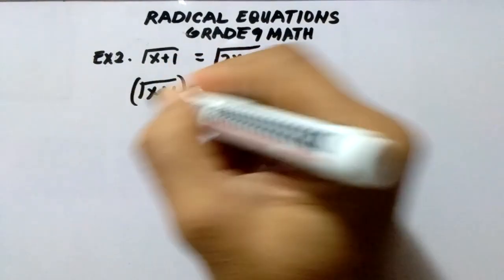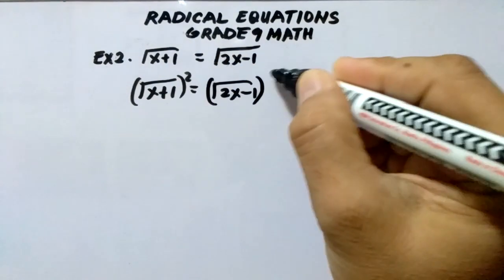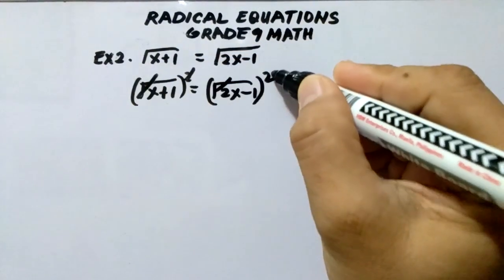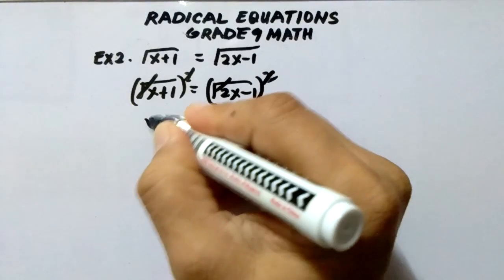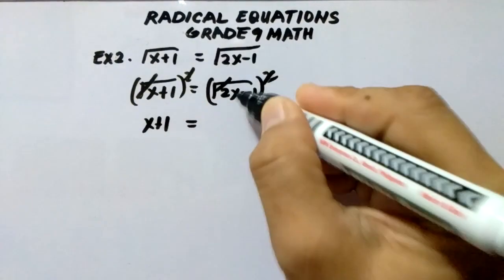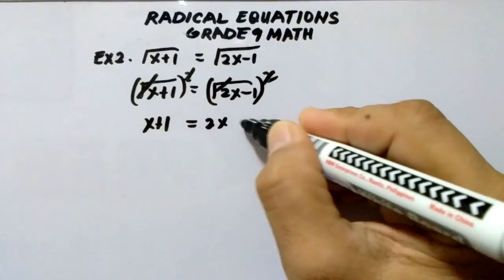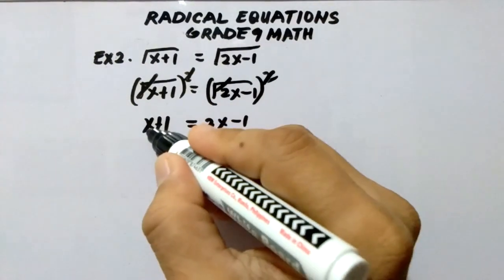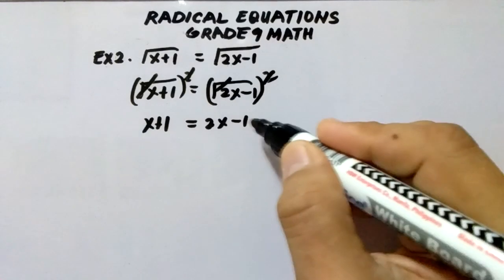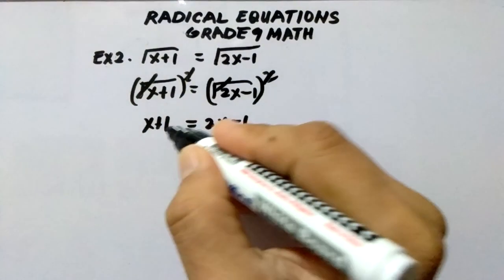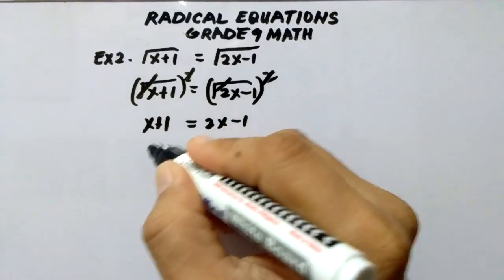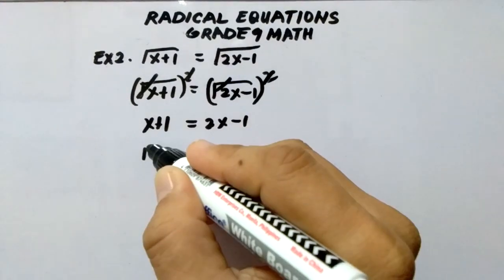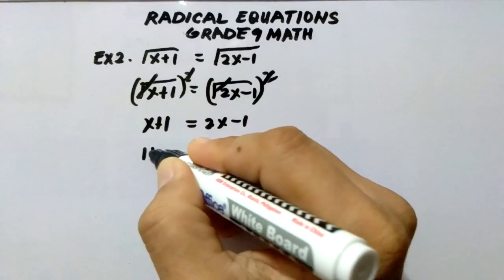Then, square both sides of the equation. So, makakancel po ito. Square root, then cancel, cancel. So, matitira po is x plus 1 is equals to 2x minus 1. Then, simplify po natin. Combining like terms, meron po tayong x and 2x and 1 and negative 1. Transpose po natin itong negative 1 to the left side. So, negative 1 becomes positive 1.